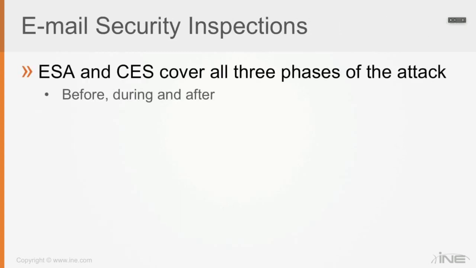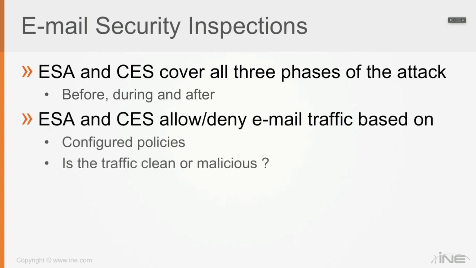Now, security inspections. Both the on-premises and in-cloud versions cover all three phases of the attack: before, during, and after. And both of them are going to allow or deny email traffic in the end based on configured policies, like should this user be allowed to send this kind of email or not, and based on whether the email traffic is clean or malicious.